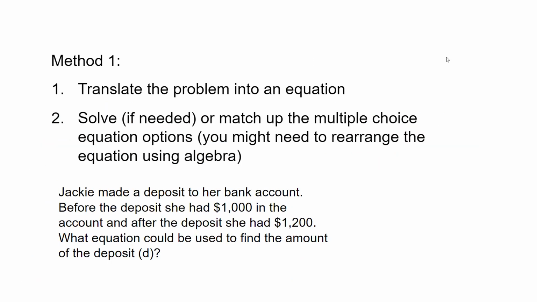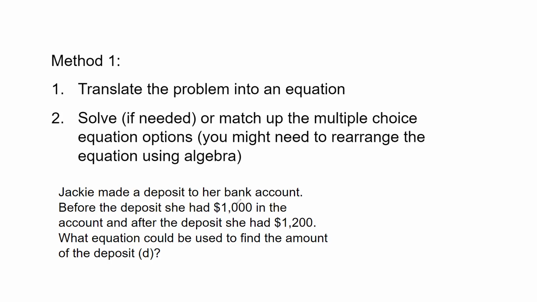Let's take a look at method one. The method that they are suggesting that you use, they're kind of expecting you to use, is to translate the problem into an equation. And then step two would be to solve, if needed, if they're asking for an answer, or match up the multiple choice equation options to the one that you have. The problem with this is that the one that you come up with might be exactly right, but it may not look like it matches any of those. So let me explain how that can happen.